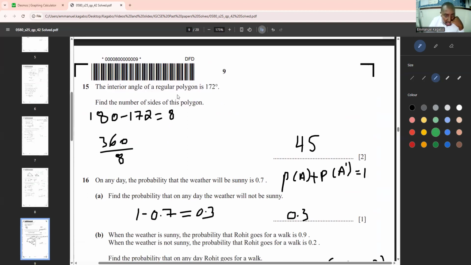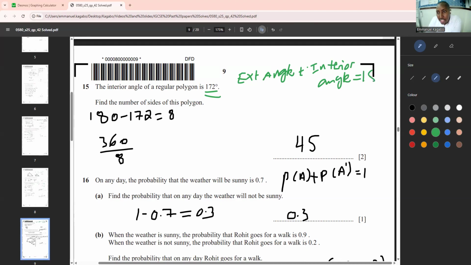An interior angle of a regular polygon is 172. Now, there are very many methods. This is the one I prefer. We know that one exterior angle plus one interior angle equals 180 degrees. So it is very important for me to know this.